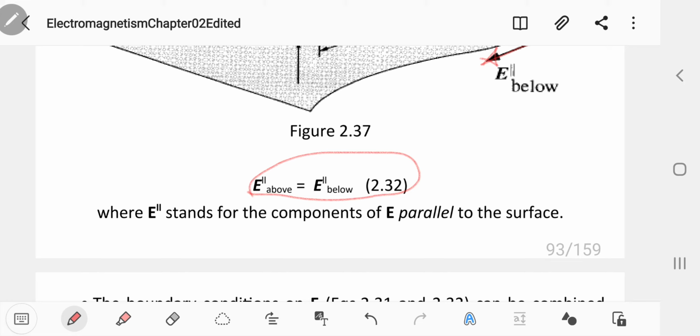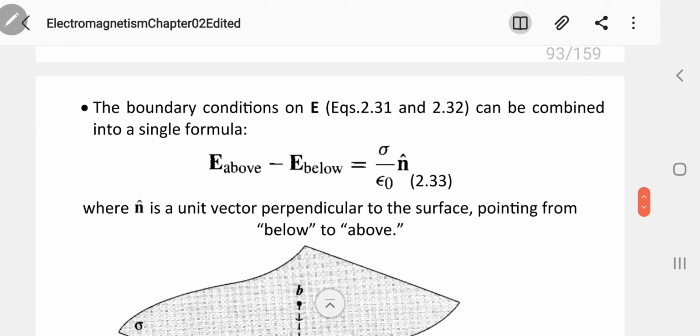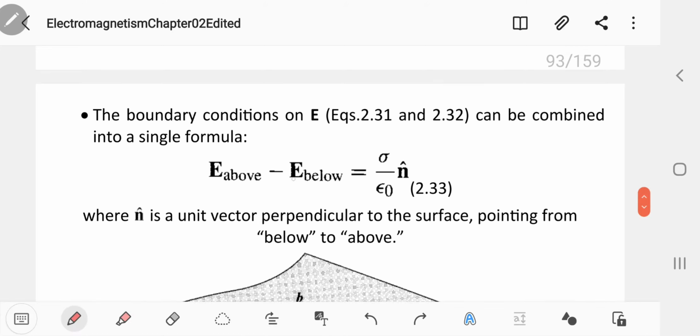So if you take the tangential and the perpendicular components of the electric field, you will be able to get this in general. This is the boundary condition for the electric field in general, combining the perpendicular and tangential components of the electric field.